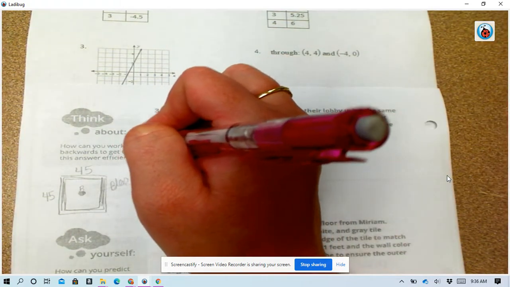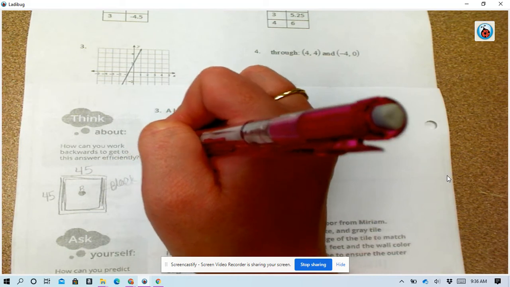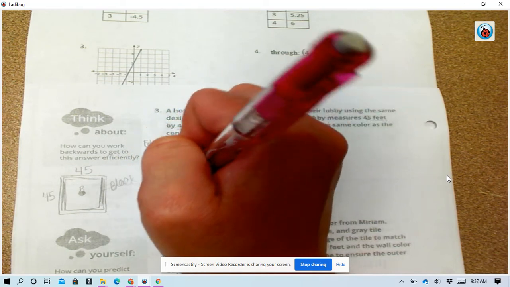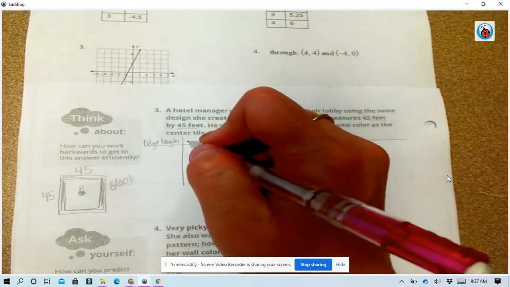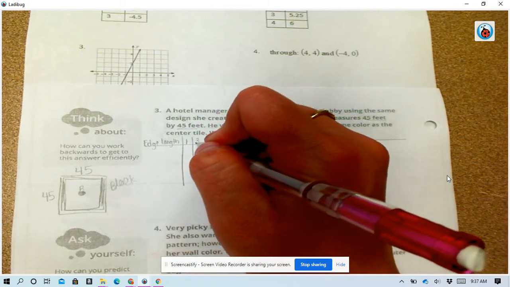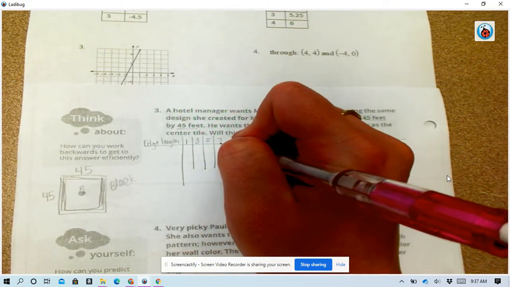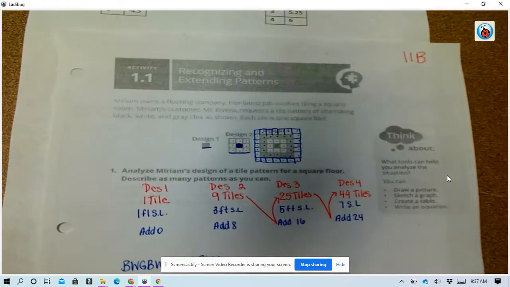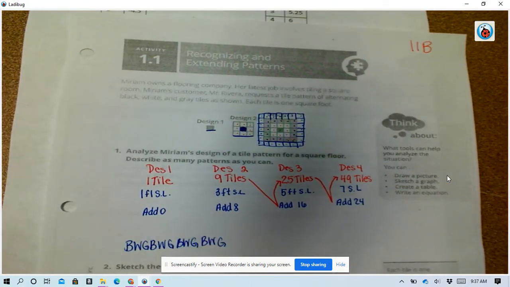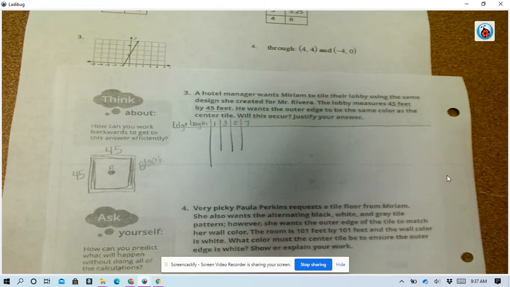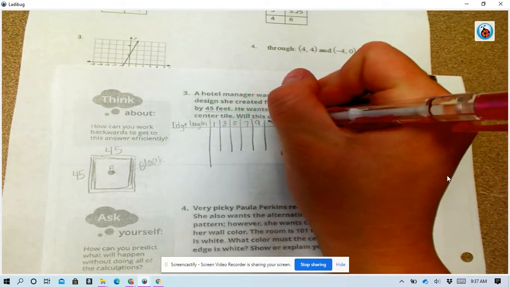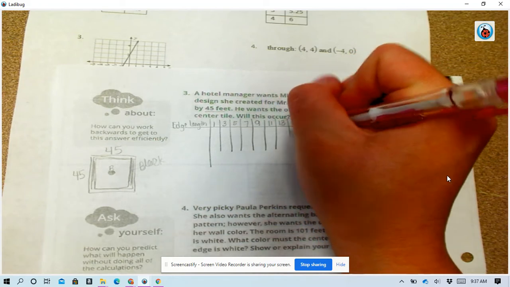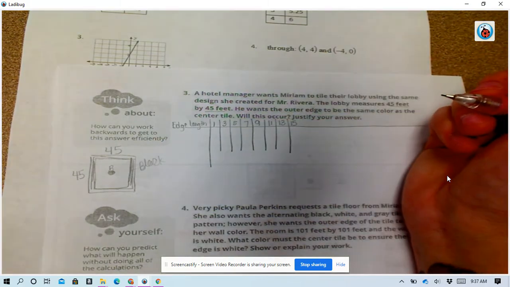So I titled this column edge length. If it was 1, 3, 5, 7, we noticed, or you should have noticed, that the side lengths were going up by 2. So when I created my table, I'm going to count by 2s. And I went this far. I went to 15.